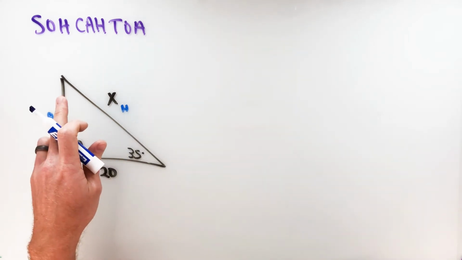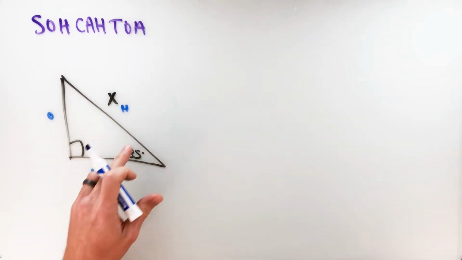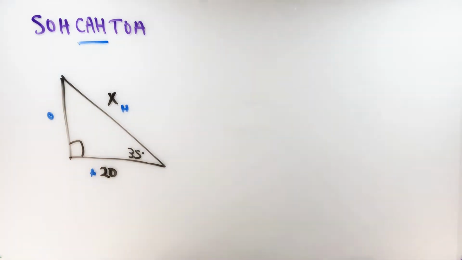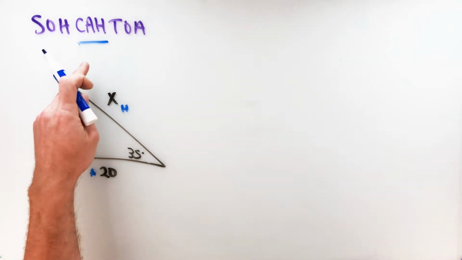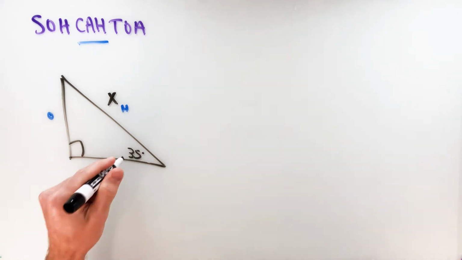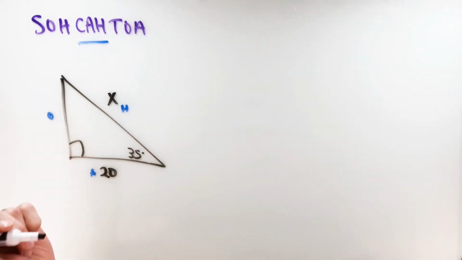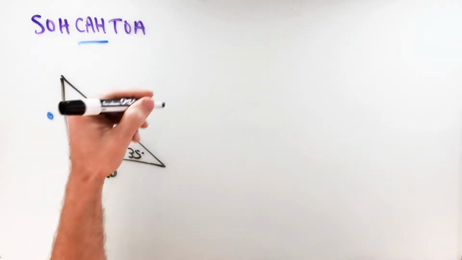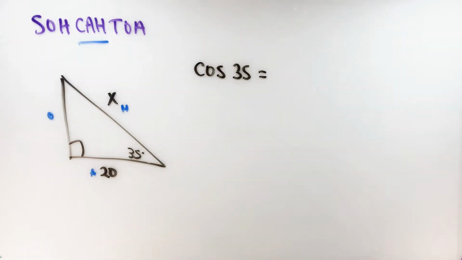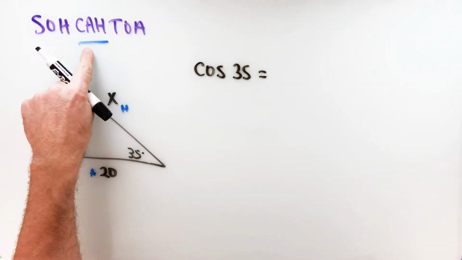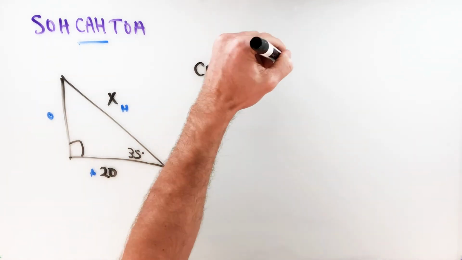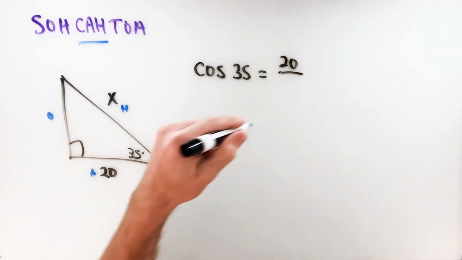So if I look up here, which ratio relates the adjacent leg to the hypotenuse, A and H? I can see A and H right here. That's cosine. So the cosine ratio is going to help me solve for x in this problem. How do I go about it? We start with our acute angle, which is 35. We're going to take the cosine ratio for a 35-degree angle. Cosine is the adjacent leg over the hypotenuse. So my cosine ratio: adjacent leg 20 over the hypotenuse, which is what I'm missing.